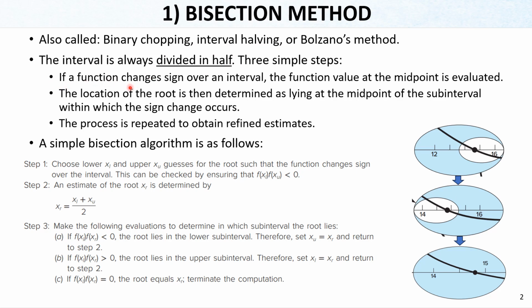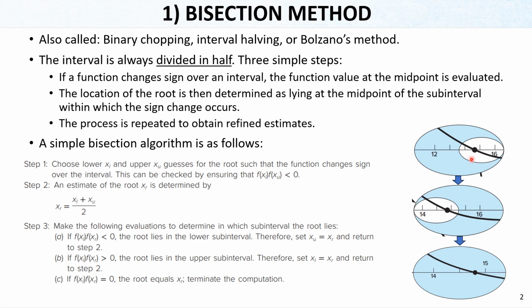So if a function changes sign over an interval, the function value at the midpoint is evaluated. So if we find a sign change, then we will halve the interval. We find the midpoint between the two bounds, and calculate the function value for the midpoint. Then we find the location as the midpoint of the subinterval within which the sign change occurs. And we continue this process repeatedly to obtain a refined estimate.